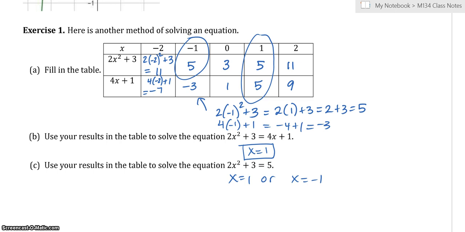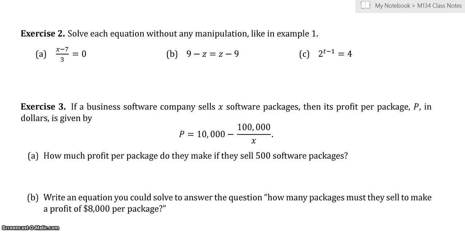So let's go to the next page. Now you can try this. Do the same thing we did in the example. Exercise 2 says solve each equation without any manipulation, like in example 1. So see if you can figure out the solutions. I realize we have not gone over these yet, but see if you can figure out these solutions before we continue.